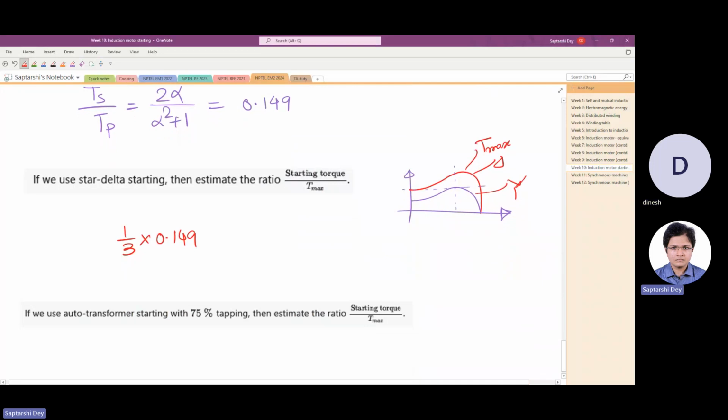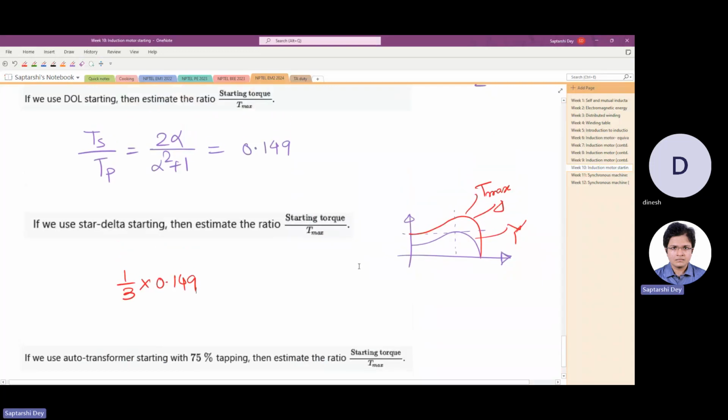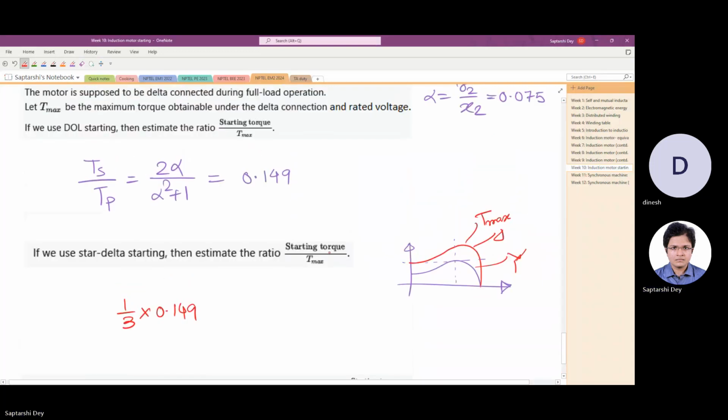What I'm saying is, they are using now star delta starting. Then estimate the ratio starting torque. This starting torque is star condition. This Tmax, as they have defined in the question, is in the delta condition. It is not the ratio of starting torque in star condition by maximum torque of star condition. In that case, it would still remain the same 0.149 because alpha is not changing. But they have defined Tmax as the maximum torque obtainable under delta connection.